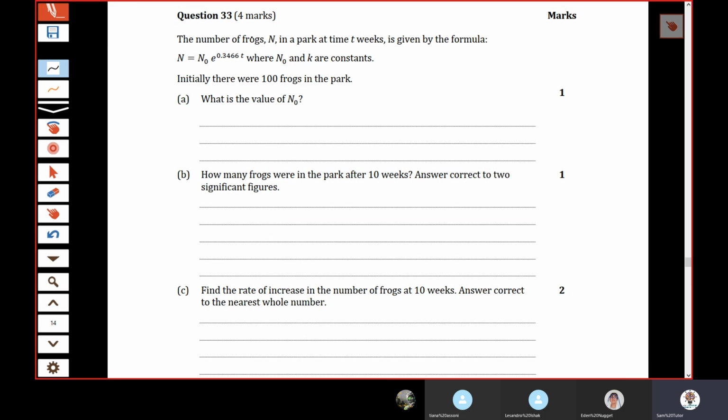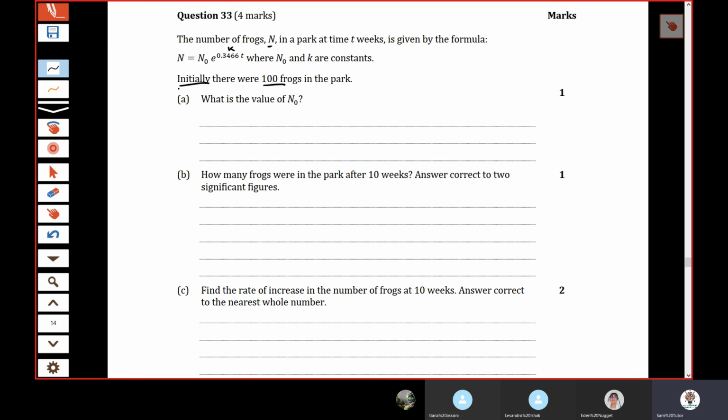Applications of growth and decay. Exponentials, here we go. The number of frogs, n, in a park at time t weeks is given by the formula n equals n naught e 0.3466t, where n naught and k are constants. K would have been this term for those who remember this. Initially, there were 100 frogs in the park.